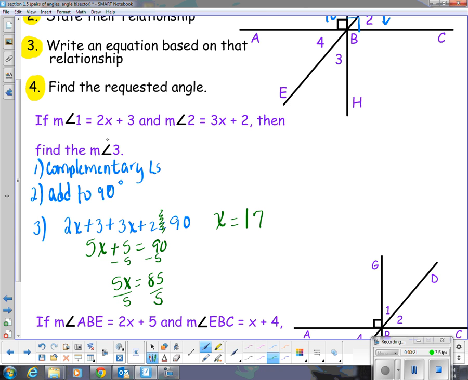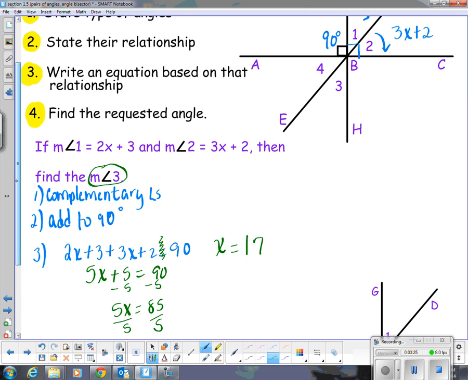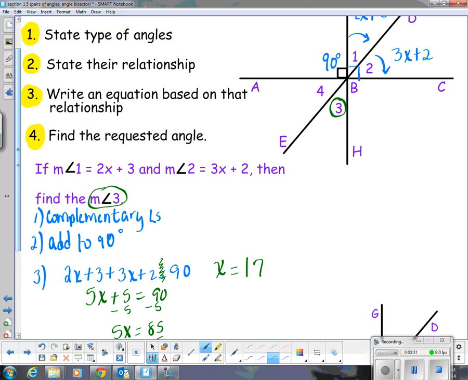Now it says find the requested measure, or requested angle. So I need angle 3. Well, angle 3 is down here. Now, how in the world am I going to find angle 3? Well, if we look at 1 and we look at 3, they're vertical. And we know vertical angles are equal. So if I know the measure of 1, then I know the measure of angle 3. So this is part 4.